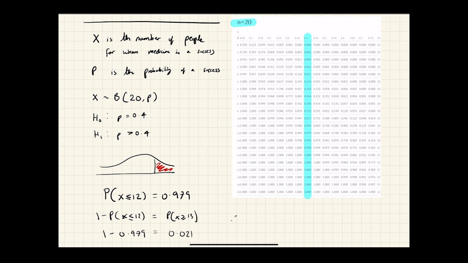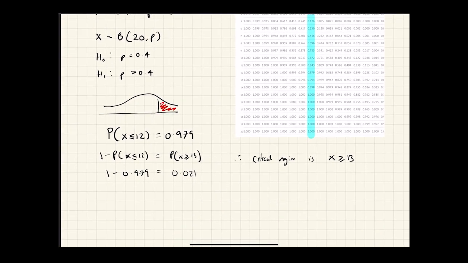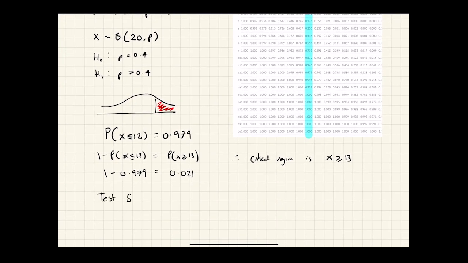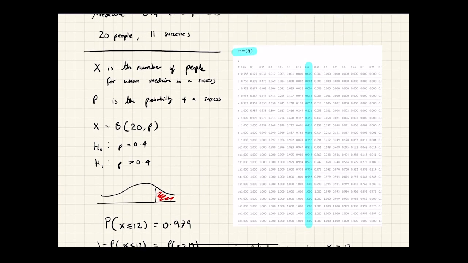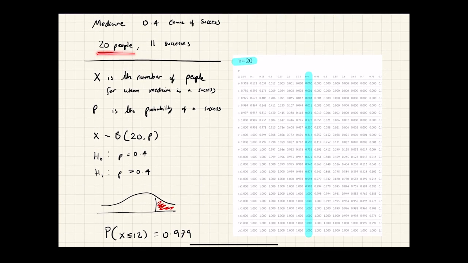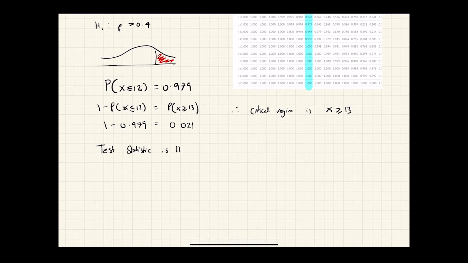So therefore, our critical region is where x is more than or equal to 13. So that's anything which is more than or equal to 13. Now, the thing is, our test statistic is 11 because we found that when we did our experiment, we had 20 people and we had 11 successes. So that is our test statistic, which is given to us. So we will compare that 11 to our critical region of 13.